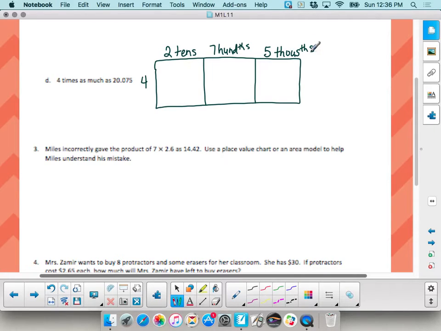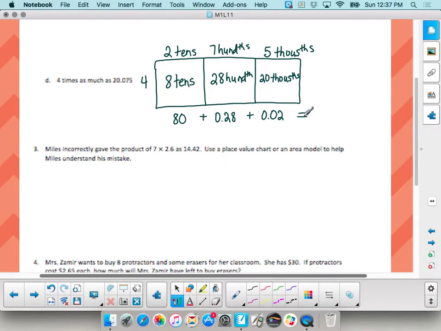All right, so 4 times 2 is 8. So 8 tens, written in standard form is 80. 4 times 7 hundredths, 28 hundredths, written in standard form, 0.28, plus 4 times 5 thousandths, so we have 20 thousandths, written in standard form, 0.02. I don't really need the other 0 on there to show 20 thousandths.